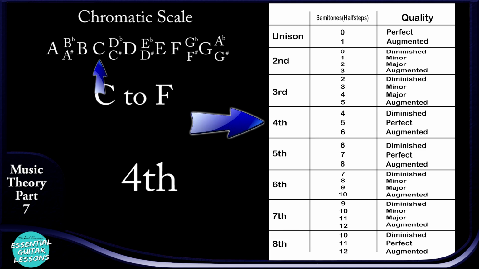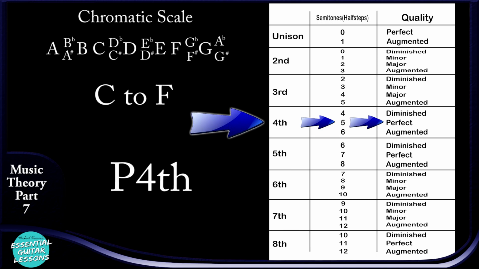So we have C to C sharp is 1, C sharp to D is 2, D to D sharp is 3, D sharp to E is 4, E to F is 5. And then I just look at 5 semitones. That's a perfect. So it'd be a perfect fourth there.